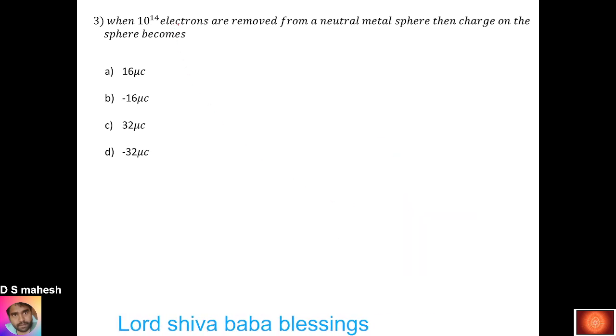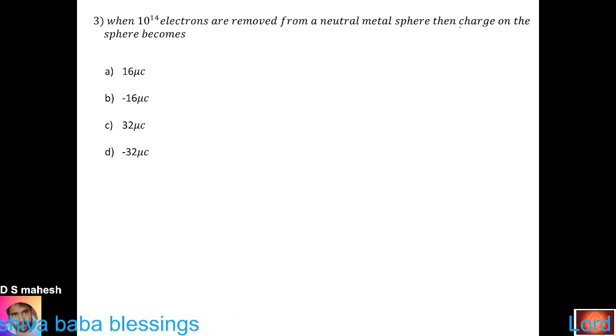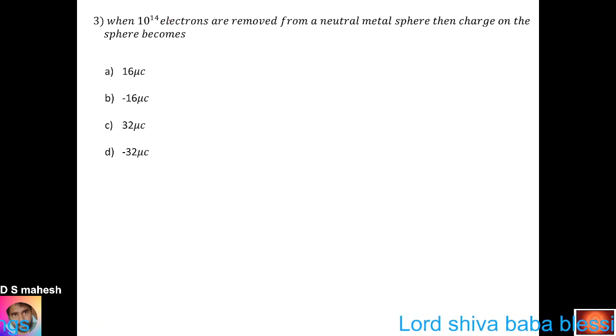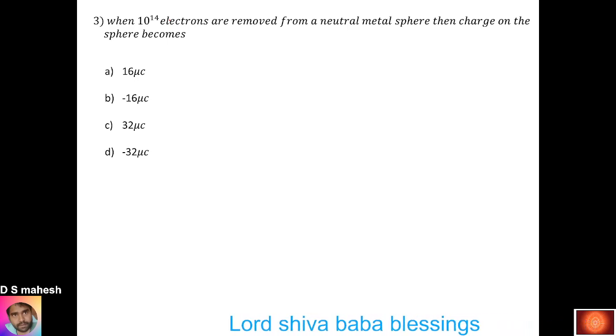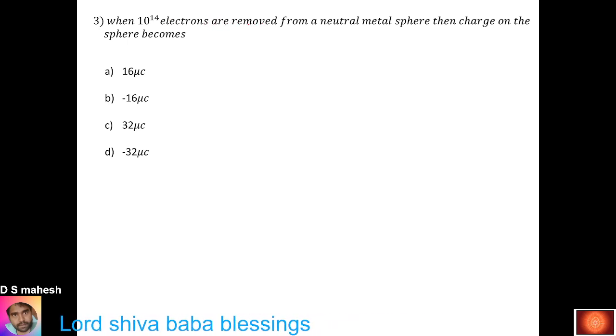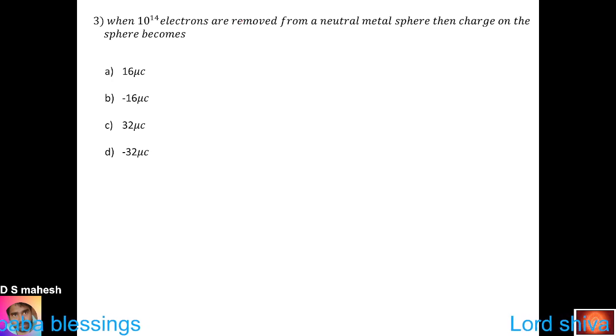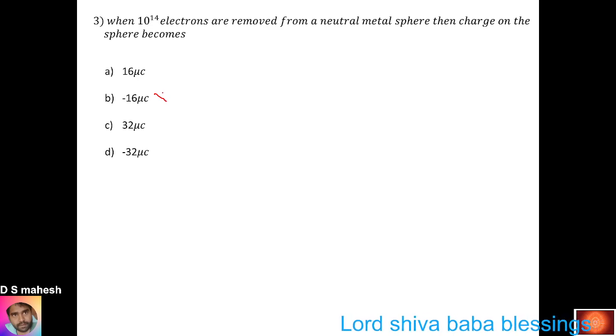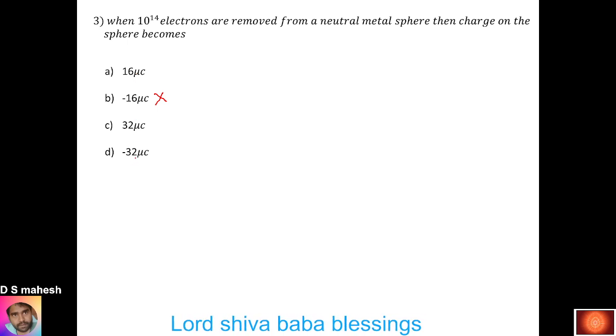So when 10 to the power of 14 electrons are removed from a neutral metal sphere, then the charge on the sphere becomes... So automatically you just need to know what the answer is. Here you can guess the answer. They are saying that electrons are removed. So what happens when you remove electrons? It becomes positively charged. So automatically this answer is eliminated. So it should be either A, C or D.